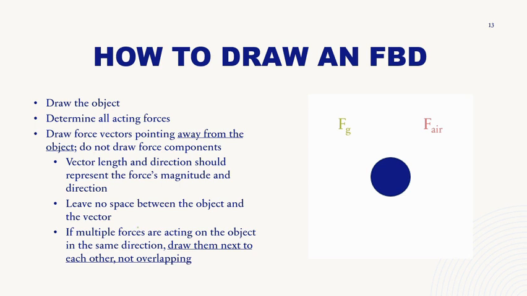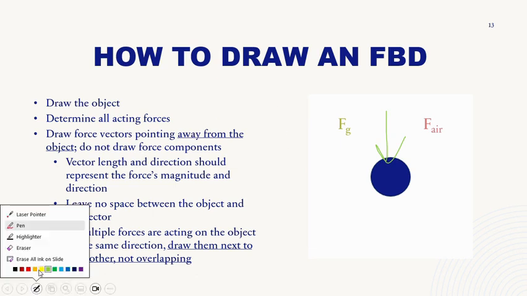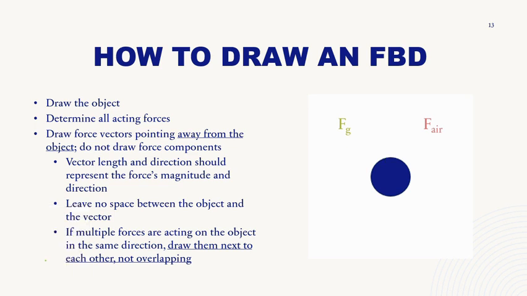Let's draw the force of gravity that is acting on the object. We know it points downwards, but where should our vectors start? Would it look like this? Well, on the AP exam, you need to draw vectors that point away from the object. You also should not draw force components.